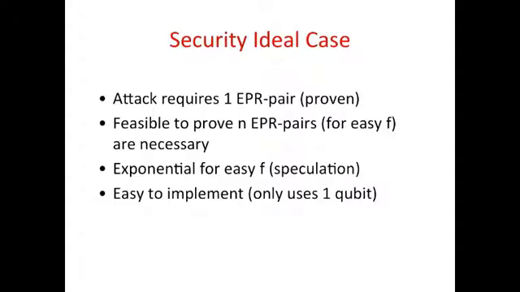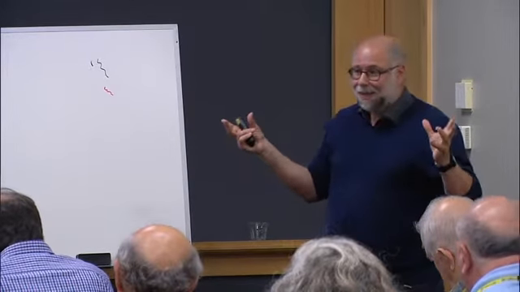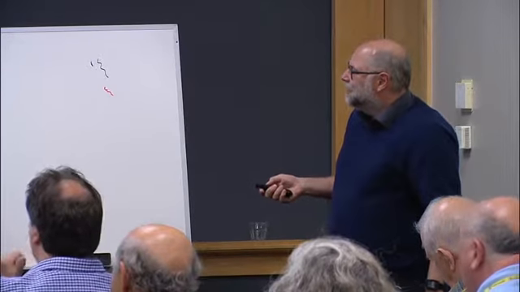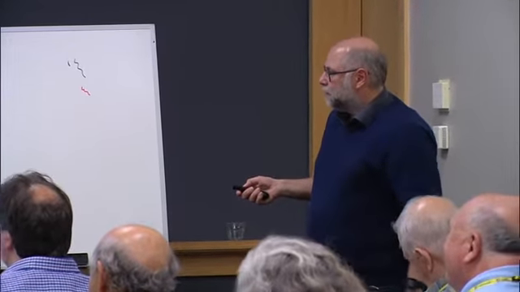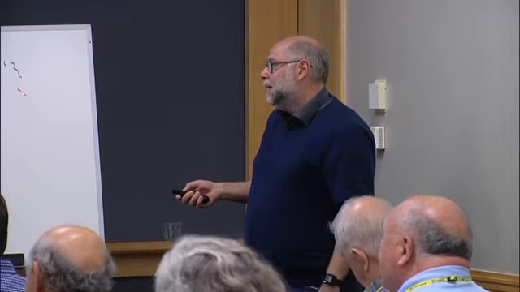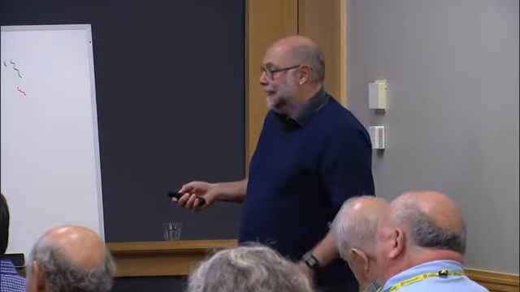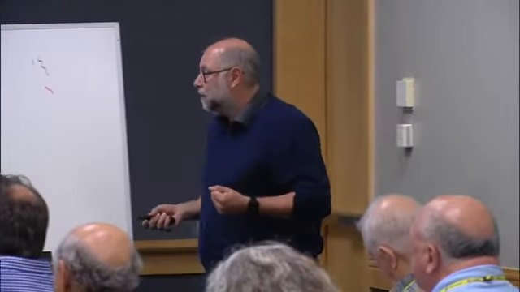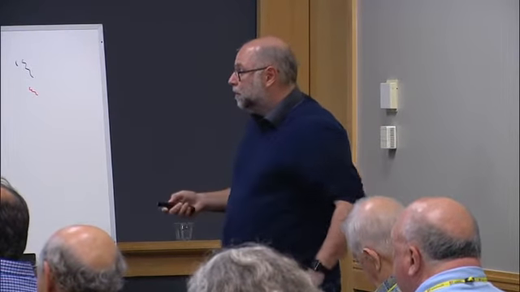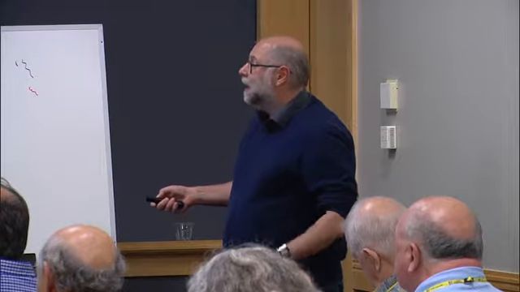But what we could prove is that if you assume that Alice and Bob don't have any entanglement, which actually is a fairly reasonable assumption these days, then you can show that it is secure. And we hope actually to prove that it requires an exponential amount of entanglement to break for easily computable f's, but that we couldn't prove. But it has the nice property that you can implement it using only one qubit.